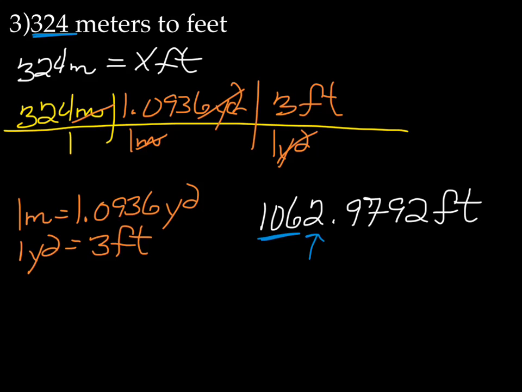All right, and looking at sig figs, we have 3 sig figs, which puts it here. We look at the 2. 2 is less than 5, so we're going to round down. So we have 1060 feet is our final answer. All right, that's it for today.